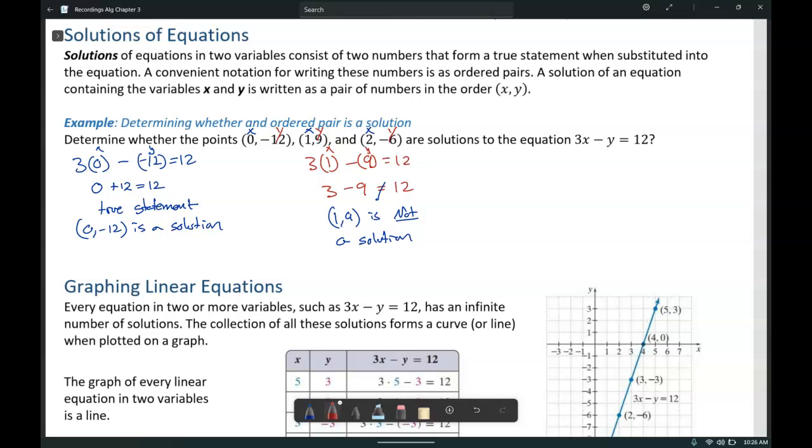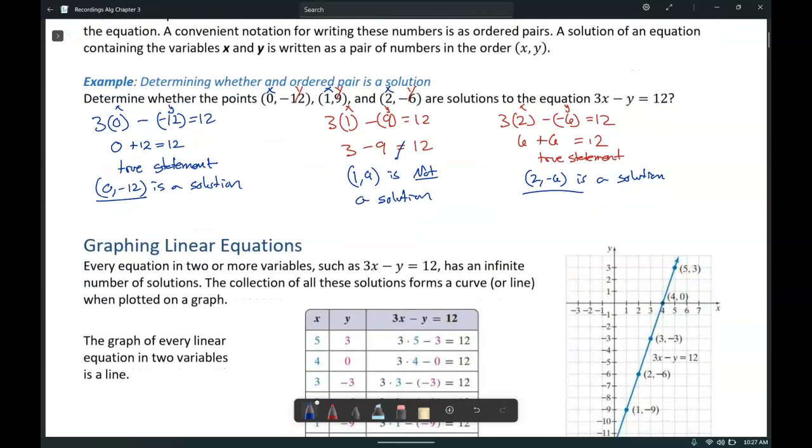We'll go ahead and evaluate the last one. 3 times 2, where 2 is our x value, minus negative 6, which is our y value. So when we go ahead and simplify, we get 6 plus 6, and that does indeed equal 12. Therefore, 2, negative 6 is a solution.